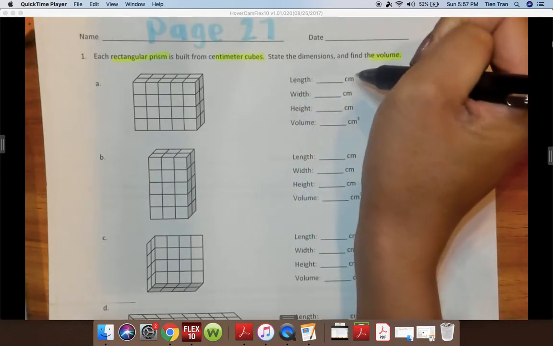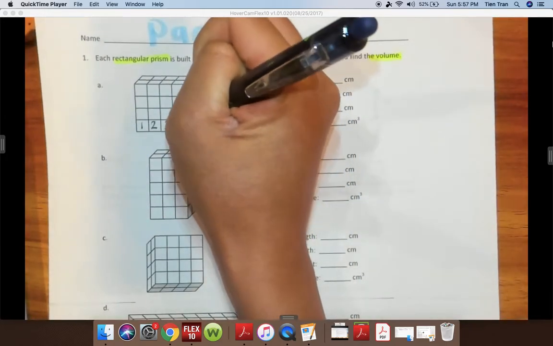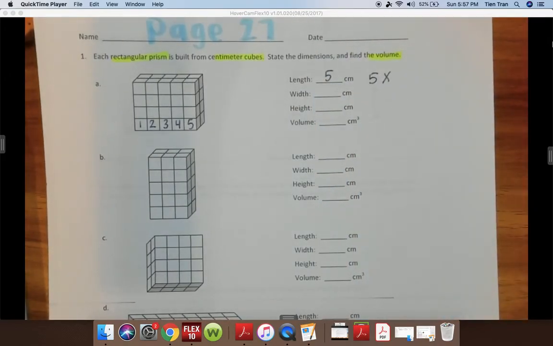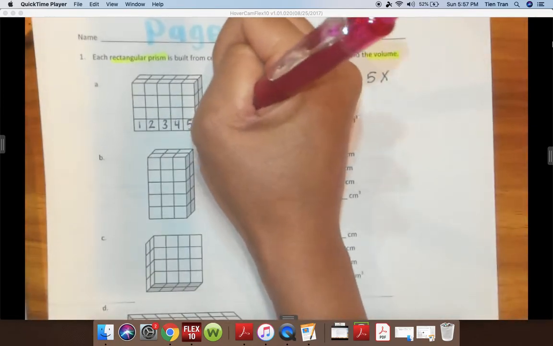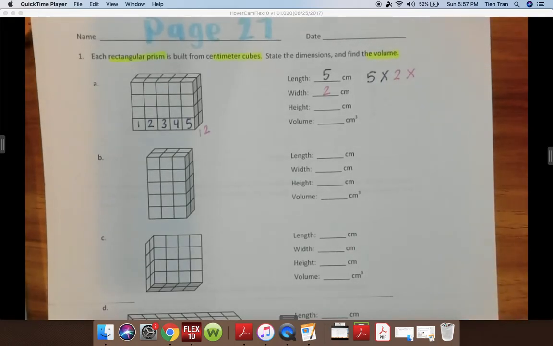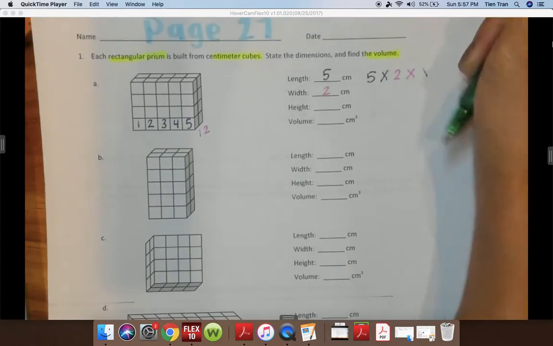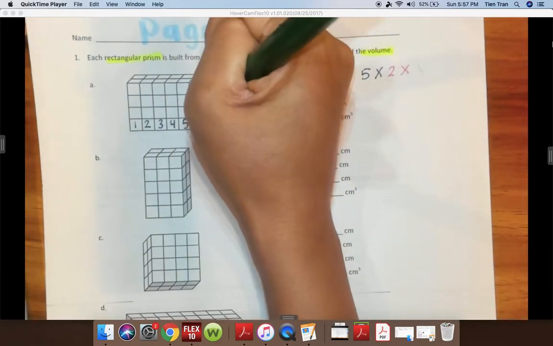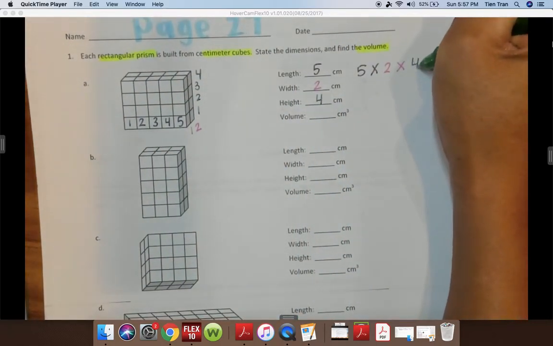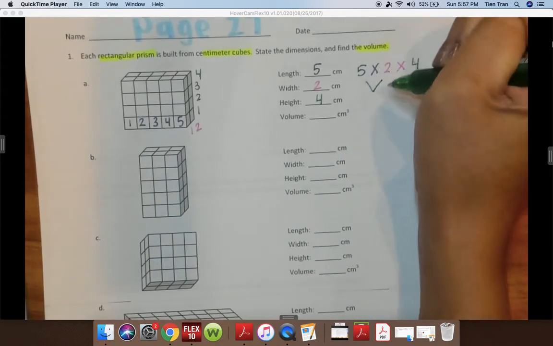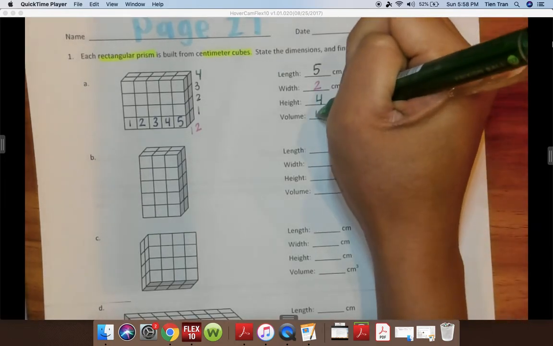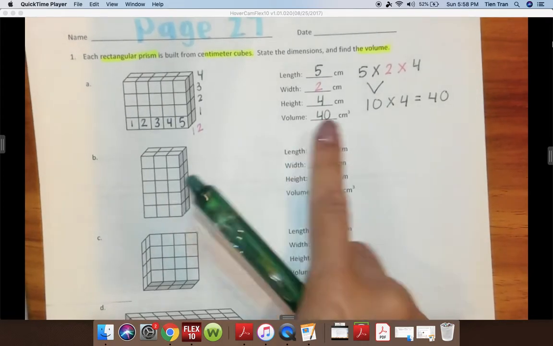So the length is how long something is. So I'm counting 1, 2, 3, 4, 5. 5 is my length. I'm going to multiply that. Next, I have my width, which is how wide something is. I have 1, 2. So I'm multiplying times 2. And then my last one, I am multiplying times the height, which is how high something is. So 1, 2, 3, 4 is my height. So multiplying times 4. I know that 5 times 2 is equal to 10, and 10 times 4 is equal to 40. So I have 40 centimeters cubed as my final answer.